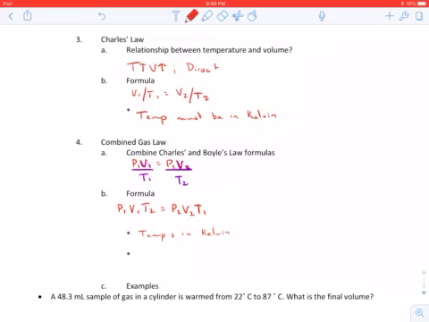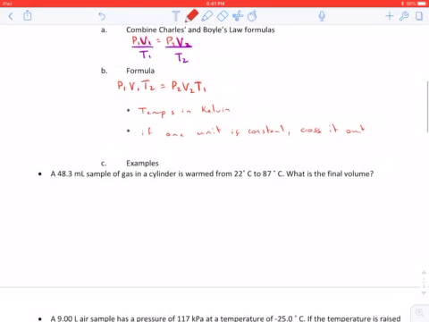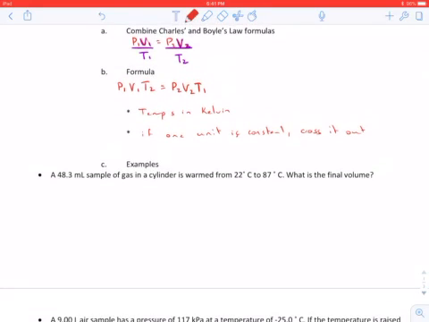And the other thing is, this is the only one we have to memorize. So if one unit is constant, we can just cross it out. All right, so we can cross it out, if that makes sense. So let's use that formula right down here on our first example. So I'm going to write P1V1 T2 equals P2V2 T1.